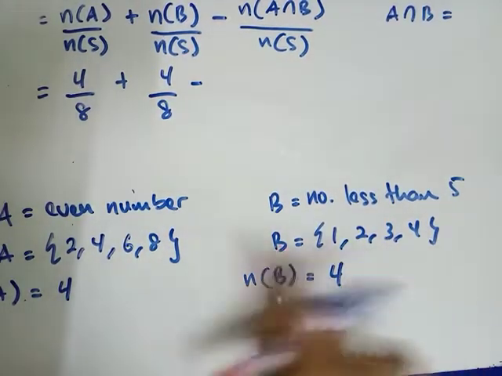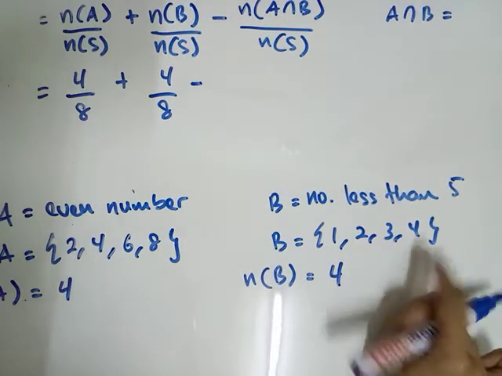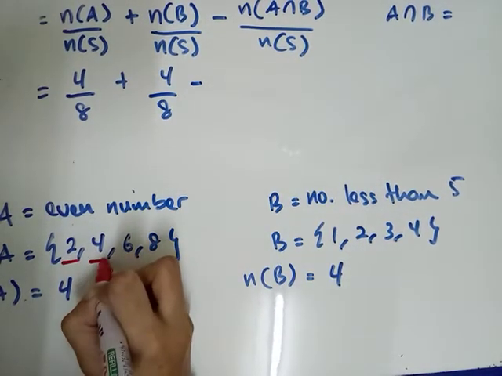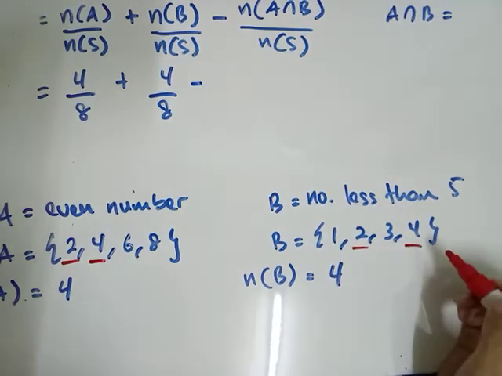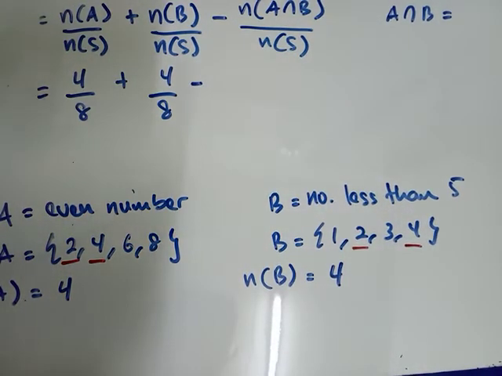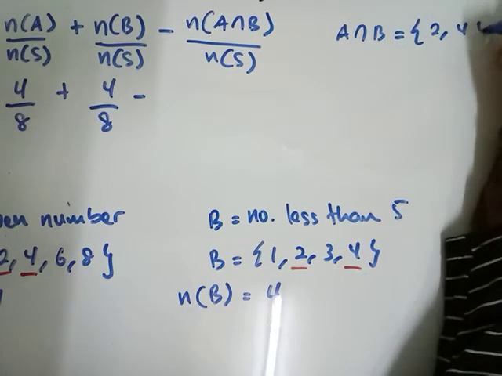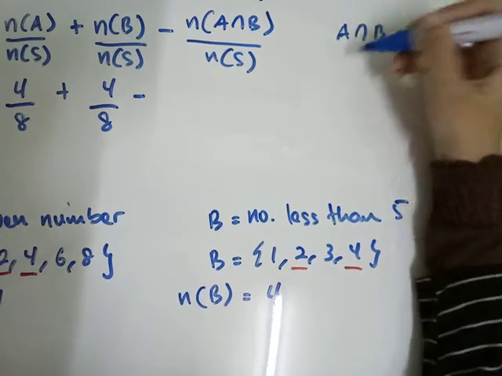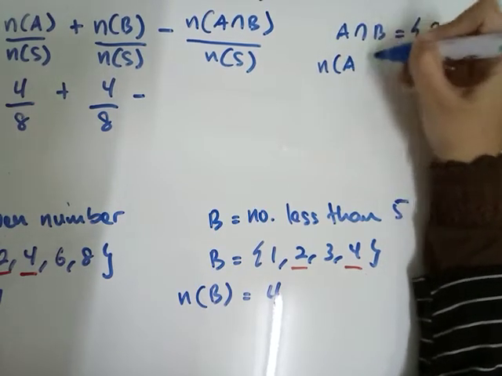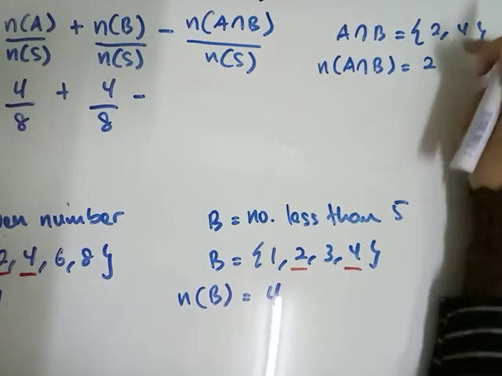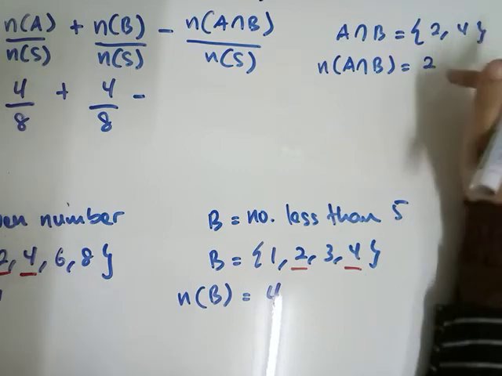Okay, apa nombor yang sama elemen in set A dengan elemen in set B? Nombor apa yang sama? Which is 2, 4. Okay, so the element A intersect B, it is 2, 4. So the number of element, bilangan elemen dalam A intersect B, 1, 2. Okay, bilangan elemen dalam set A intersect B, 2 only.